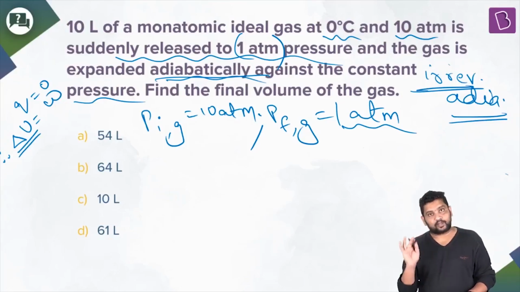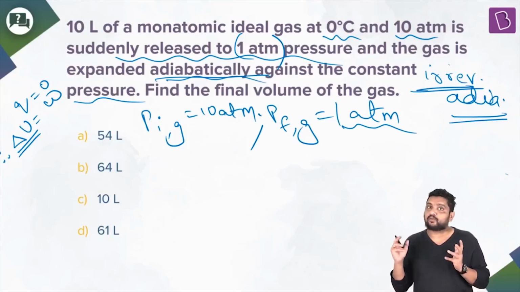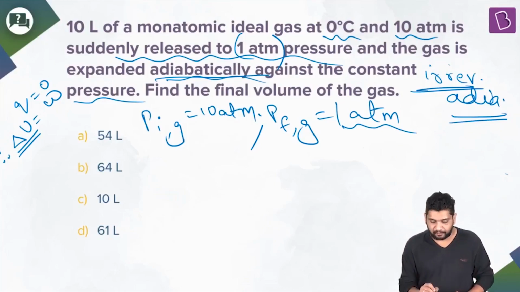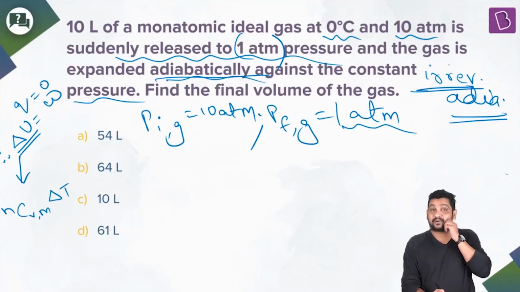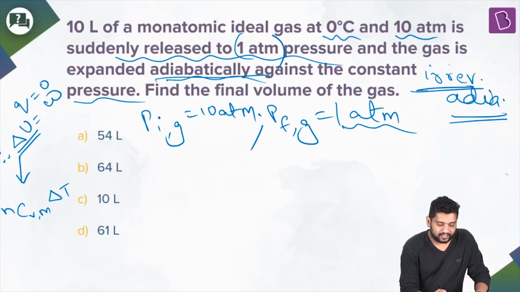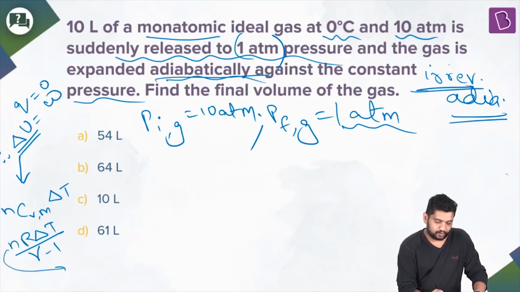So what you do in irreversible adiabatic is exactly this. Just write this down and try and find out what is not known to us, right? For example, here the final volume is not known to us. So delta U is supposed to be n C_V molar delta T, which turns out to be nR upon gamma minus 1 delta T. So it turns out to be nR delta T upon gamma minus 1, right? Monoatomic gas, so we know gamma is 5/3. nR delta T can be written as delta PV. So it is also written as delta PV by gamma minus 1, right?